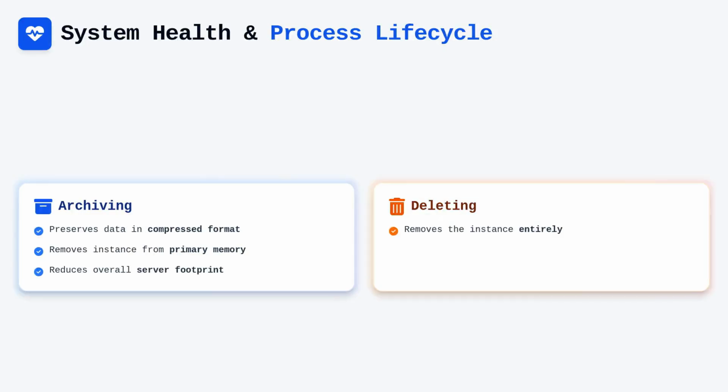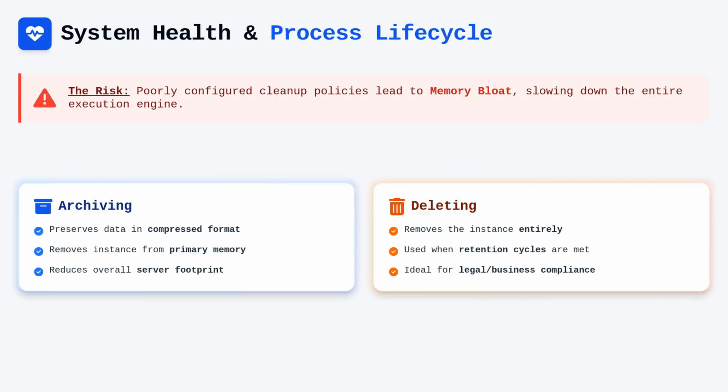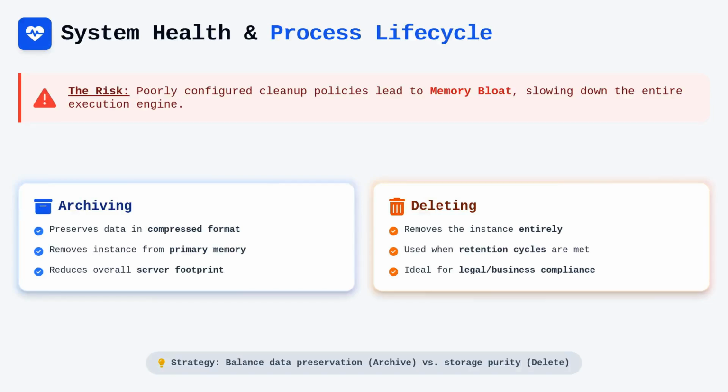Deleting, conversely, removes the instance entirely, which is appropriate for data that has reached the end of its legal or business retention cycle. Failing to configure these policies properly will lead to memory bloat, where the execution engine struggles to manage thousands of active or dormant instances, ultimately slowing down the entire environment.